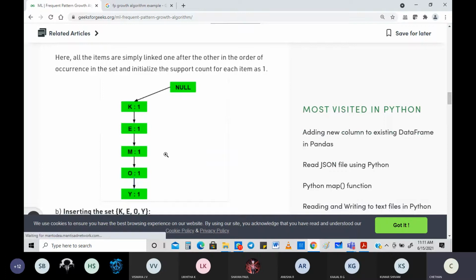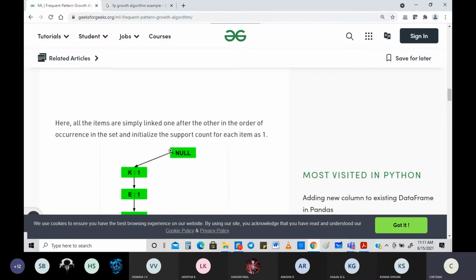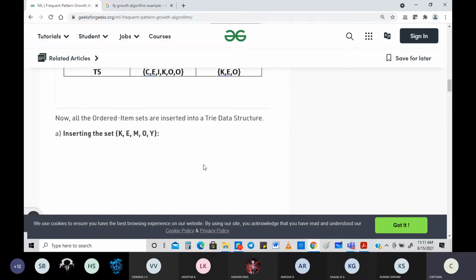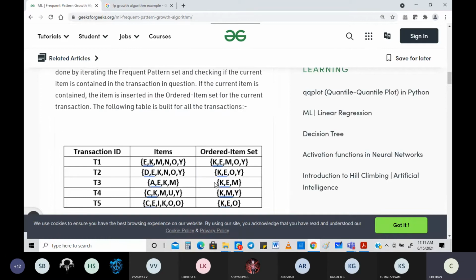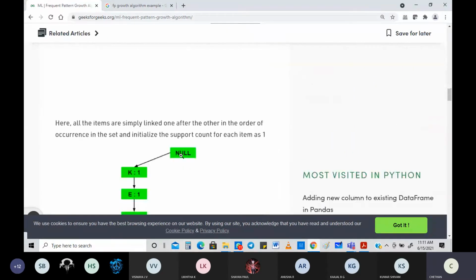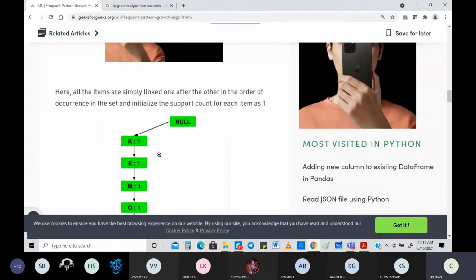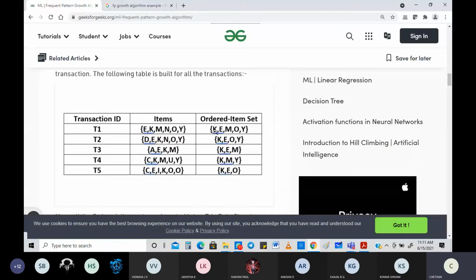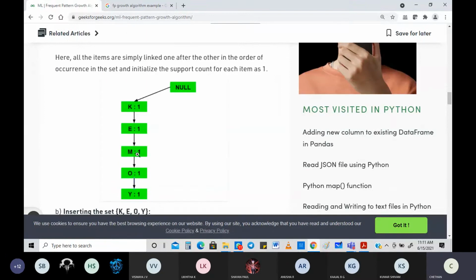First thing, you are going to write a tree for the ordered item sets. You are going to start right from null. See this null. Then you are going to write a tree for each and every transaction. The first transaction is KEMOY. So that is written very clearly here, KEMOY.